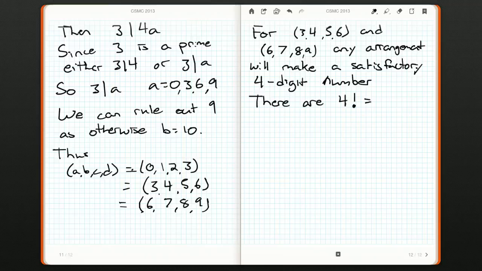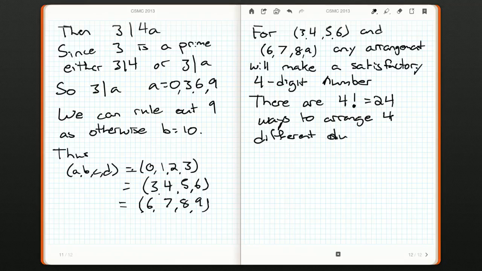So there are 4 factorial. We saw an earlier question with factorials. One of the big uses of factorials is for counting arrangements of things, permutations. So there are 4 factorial equal 24 ways to arrange four different, we'll say, digits.